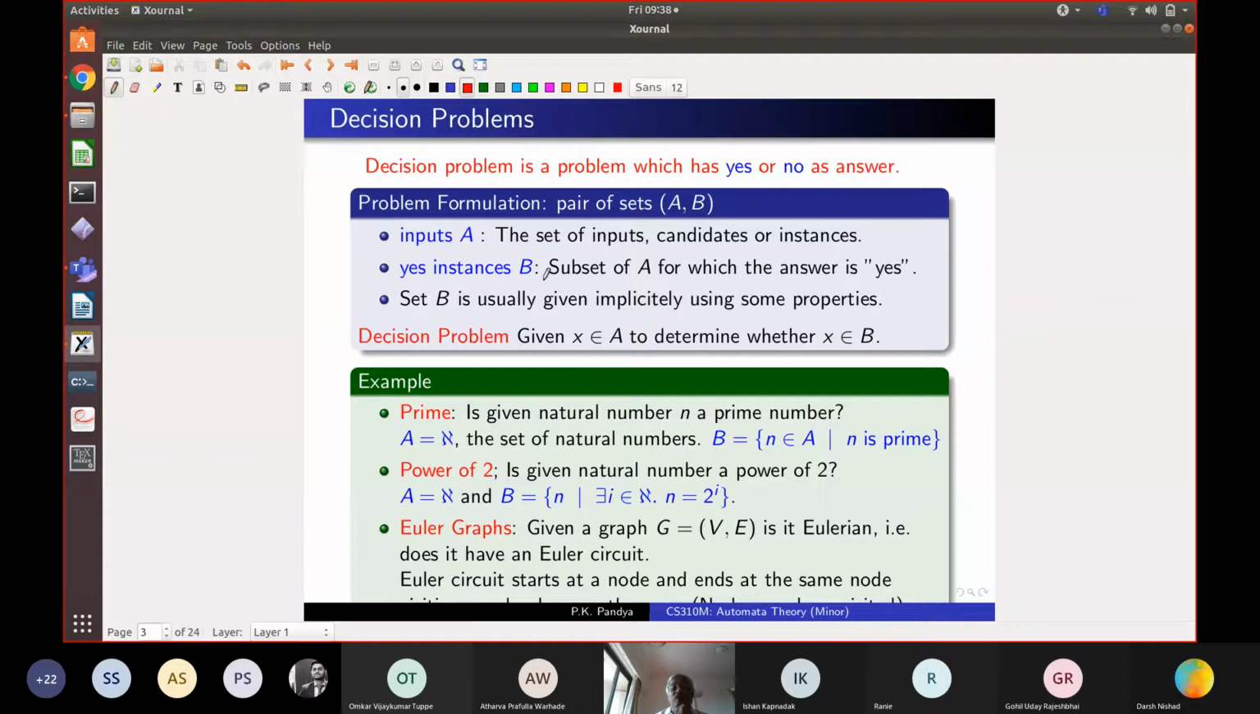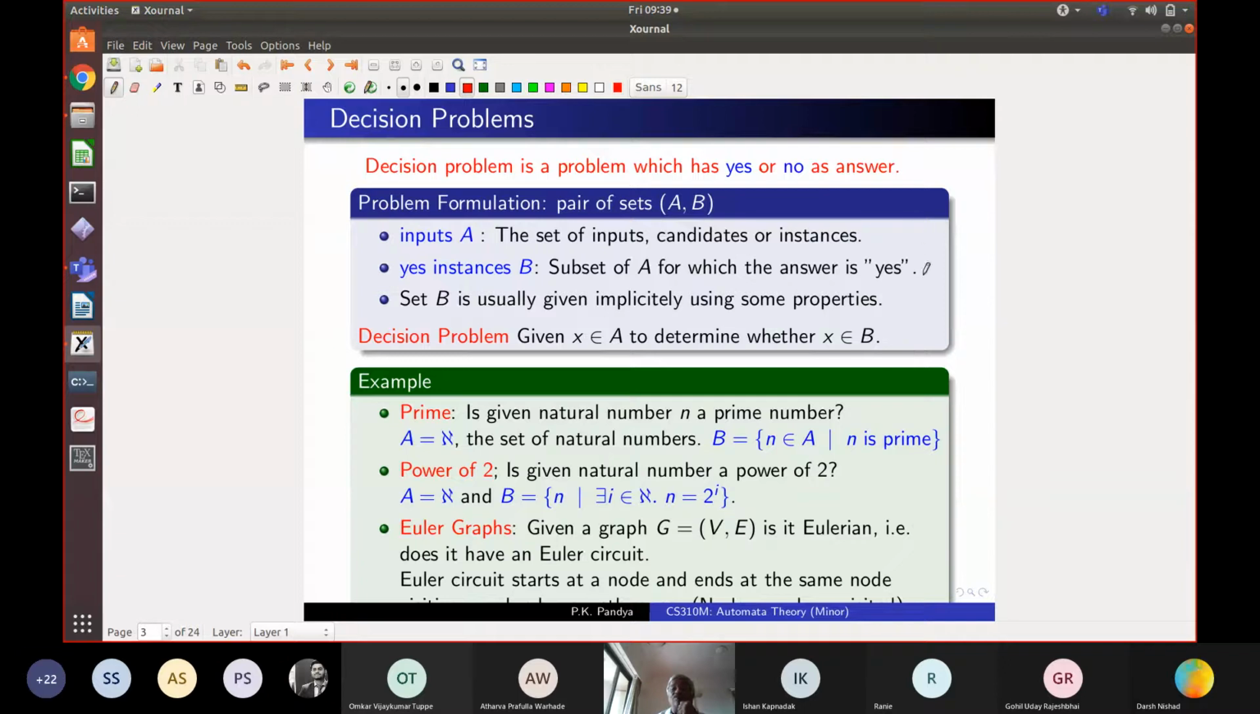Now this B is not necessarily known beforehand, otherwise there is no problem to solve. So B is usually given implicitly using some of the properties of the problem. B is not something that is computable, but it is given implicitly and mathematically, sometimes even in English. And the decision problem is: given a candidate X belonging to this input space A, determine whether X belongs to B or not.